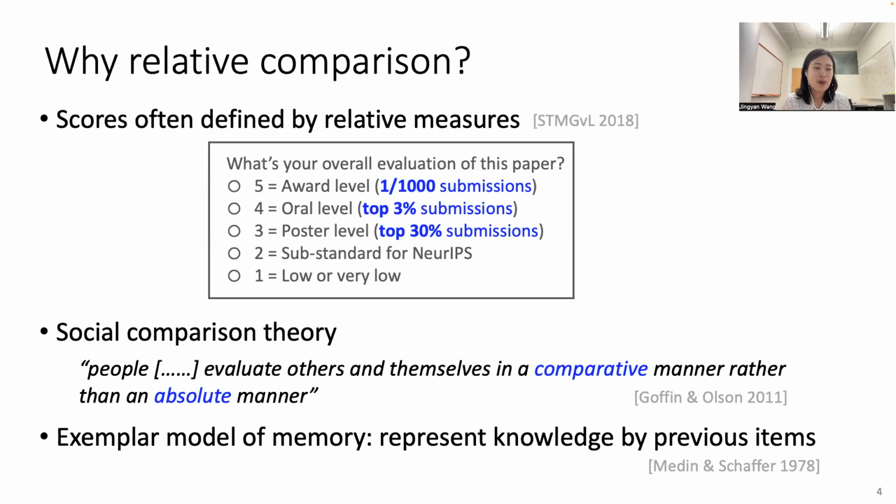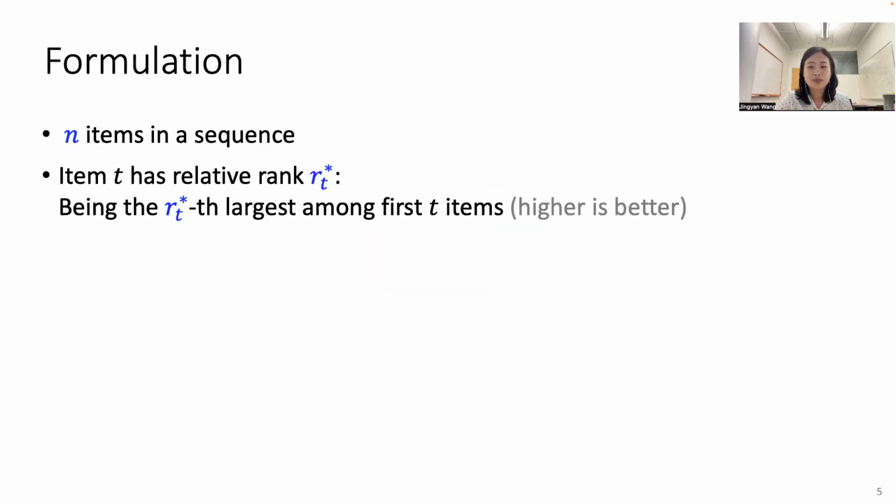Also, based on social comparison theory, people evaluate others and themselves in a comparative manner rather than an absolute manner, and this theory has some evolutionary origins. There is also the exemplar model of memory, which says the knowledge of people is represented by the previous items they've seen, which are called exemplars. So when people are applying their knowledge to score the items, implicitly they are comparing to some items in their mind.